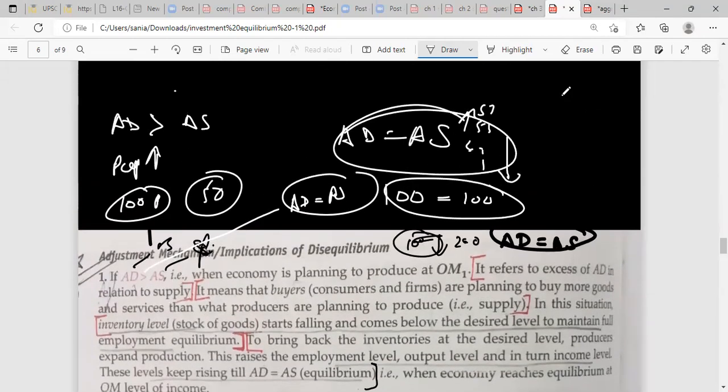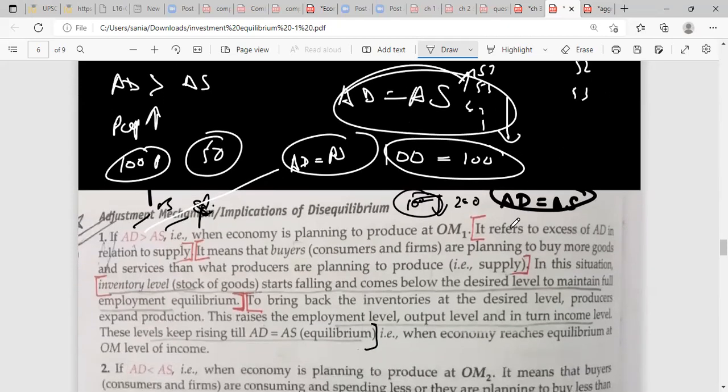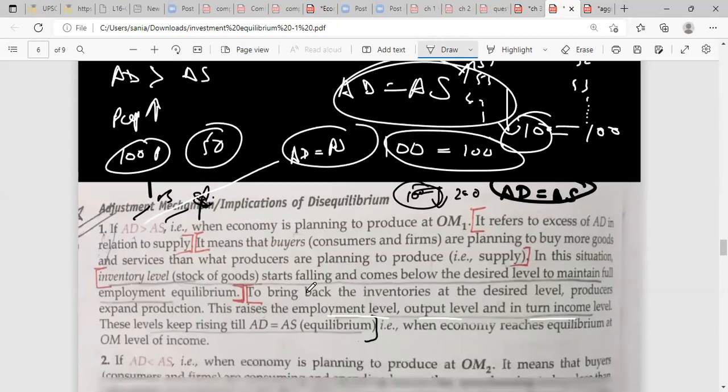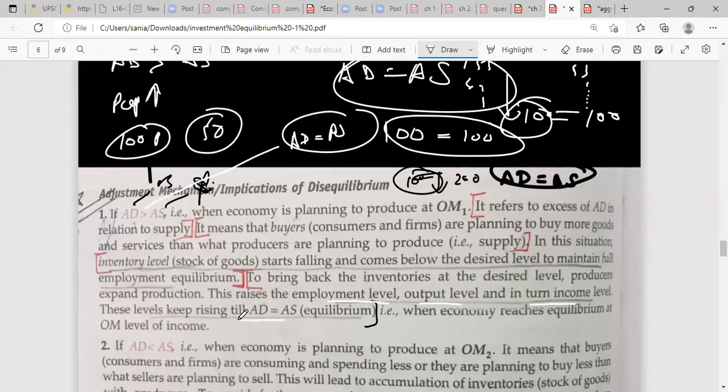For example, now I'm going to produce 51, 52, 53. So first of all, I need more labor. This raises the employment level, right? Employment level will increase, output level will increase, and in return, earlier I was selling only 50 gifts, so I was getting only 50 rupees. Now if I sell 100 goods, I will get 100 rupees. So employment, output, as well as income level increase. You will increase your production, 60, 70, 80, 90, 100. These levels keep rising till AD becomes equal to AS. Clear the whole story?